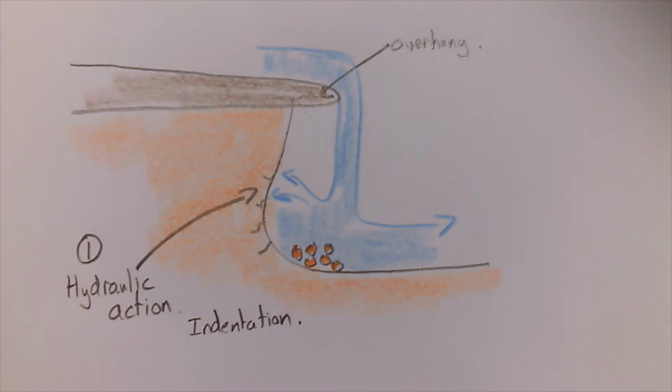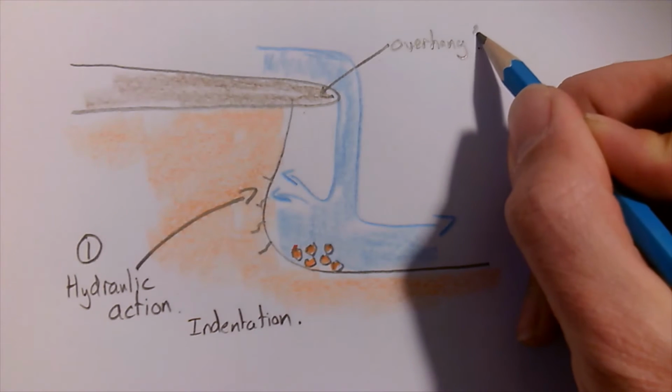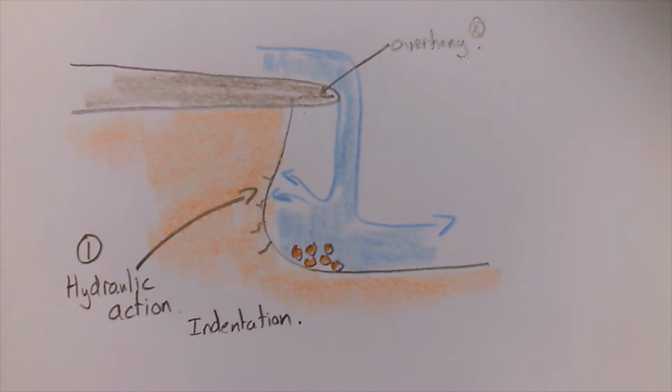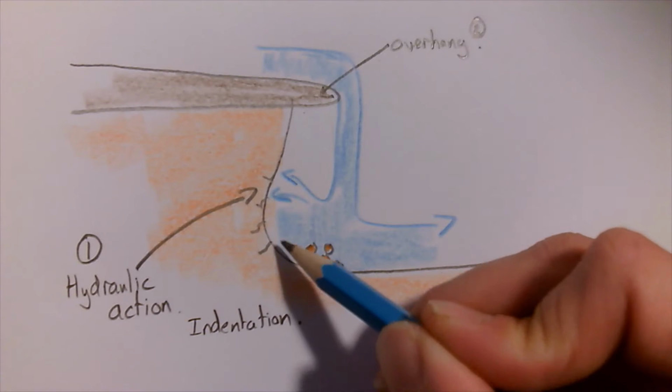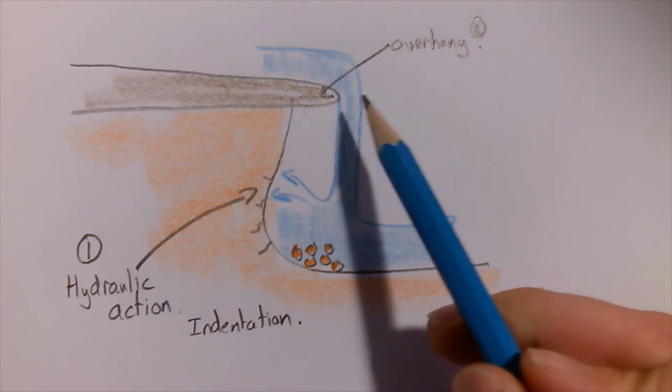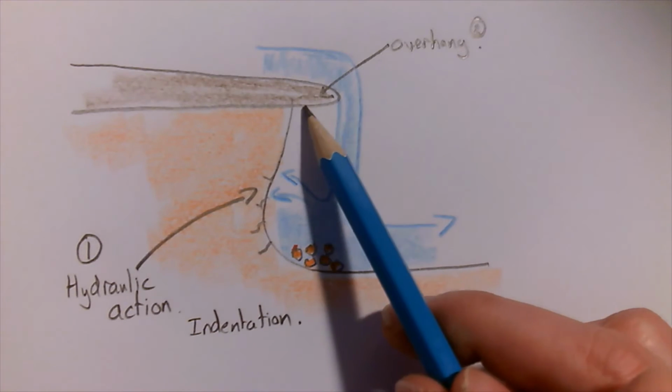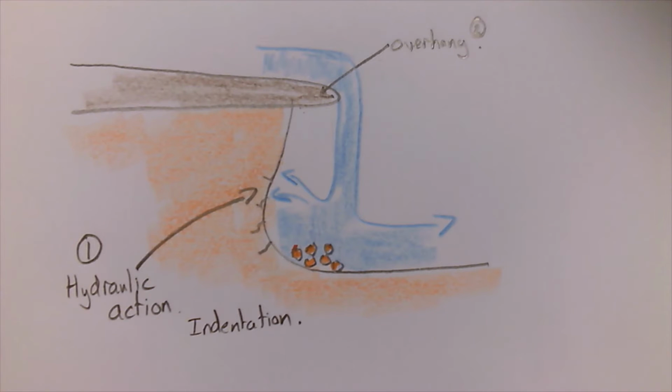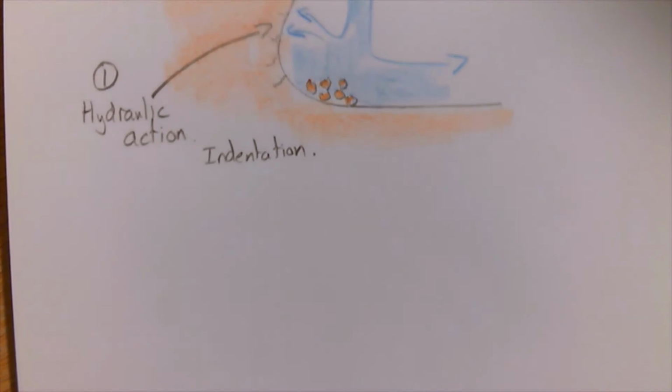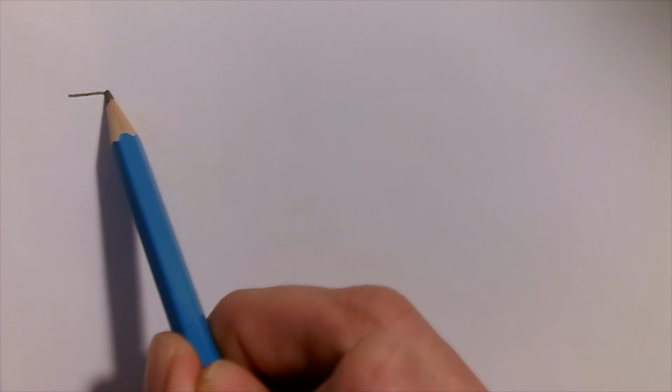So let's see, and we can say that that is the second stage of our waterfall formation. Eroded soft rock from hydraulic action, number 1. Number 2, harder rock overhang is left. Let's see what happens next. Fast forward a few thousand years and you will see something more like this.